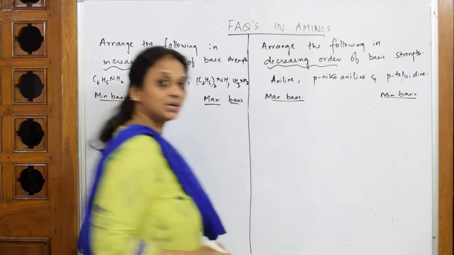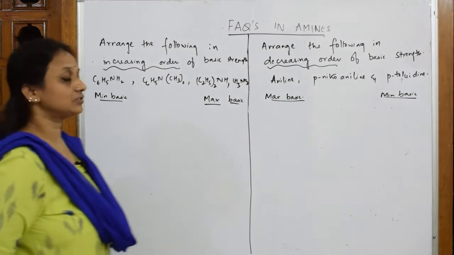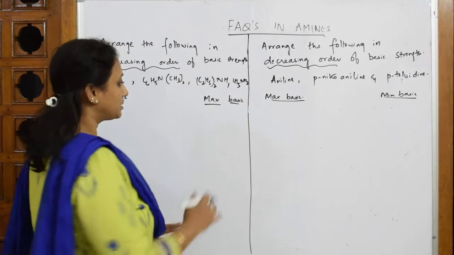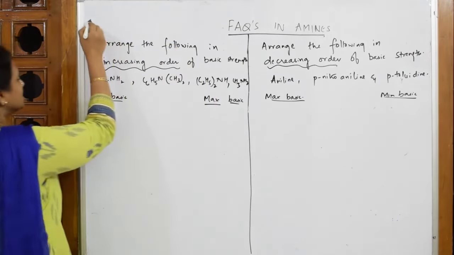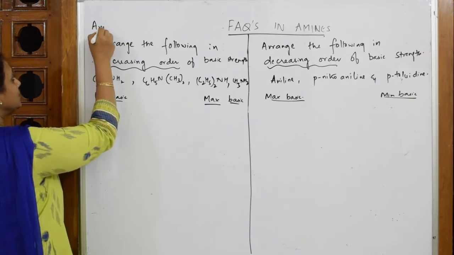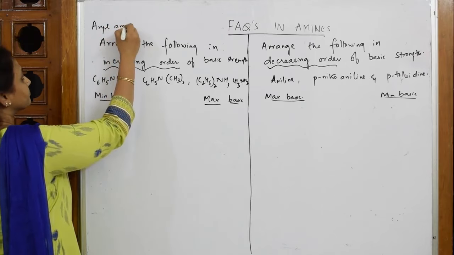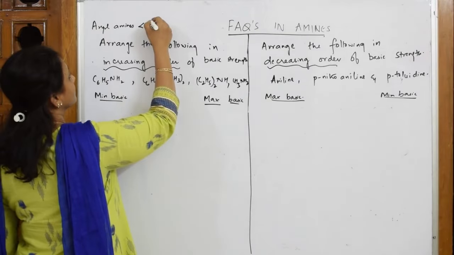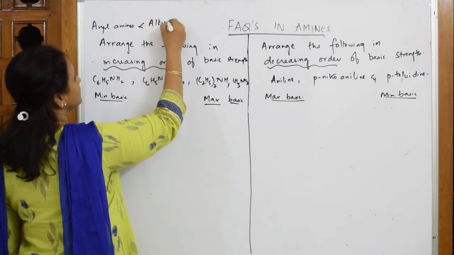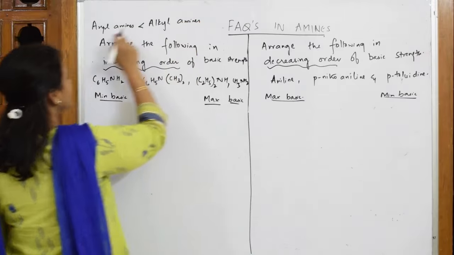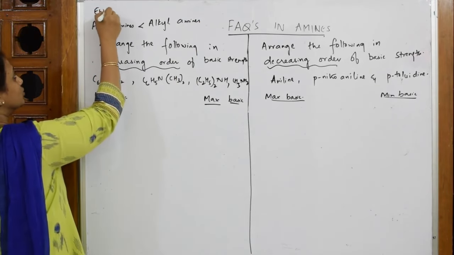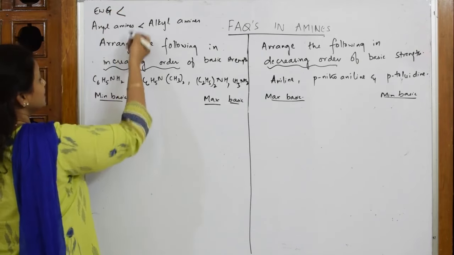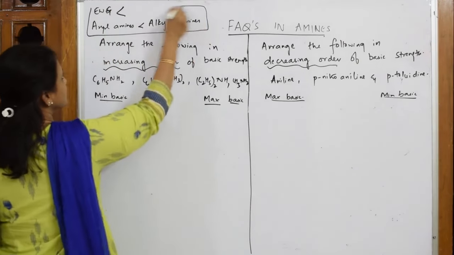Remember this and start. I already said, when you have to answer a question like basic strength, what should you remember? The important thing, always the order would be: aryl amines are less basic than alkyl amines. And more important, if you have an electron withdrawing group, like nitro groups, they are less basic than aryl amines. So this is the sequence.